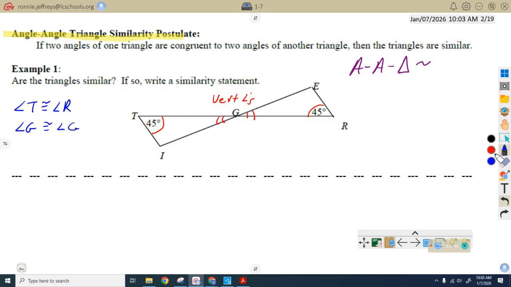So now it says, is it similar? So we're going to say yes. So this is triangle TIG is similar to triangle REG by Angle-Triangle Similarity.